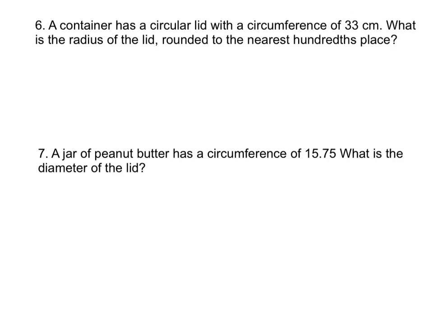All right, so next we're moving into the word problems. Go ahead and write your circumference formula, figure out which number you're given, plug it into the formula, and solve. So number 6 says a container has a circular lid with a circumference of 33 centimeters. What is the radius of the lid rounded to the nearest hundredths place? So I have this circular lid of a container. It's asking for the radius. Since I don't know that, I'm going to put my r.